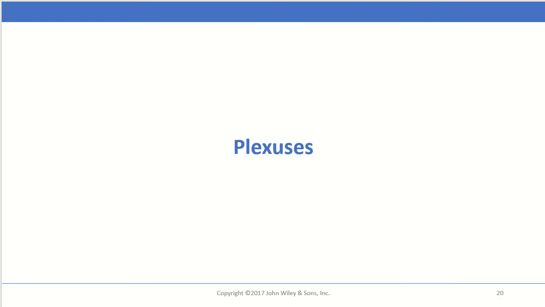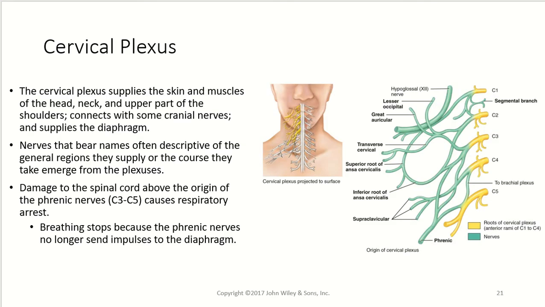But anyhow, now we're going to take a minute and look at the various plexuses in the body. The first plexus that we're going to discuss is the cervical plexus. This is going to supply the skin and muscles of the head, neck, and upper parts of the shoulders, and it connects with some of the cranial nerves as well as supplying the diaphragm. Nerves that bear names are often going to be descriptive of the general region that they supply or the course that they take to emerge from that plexus.